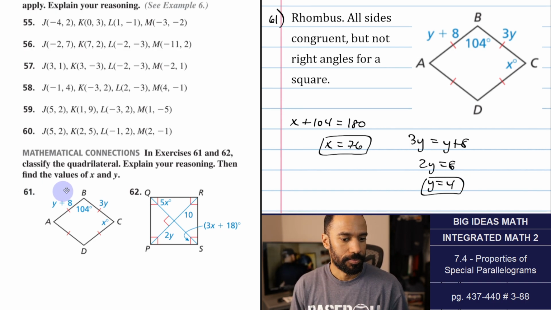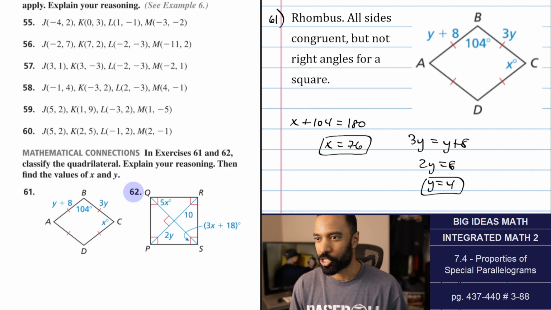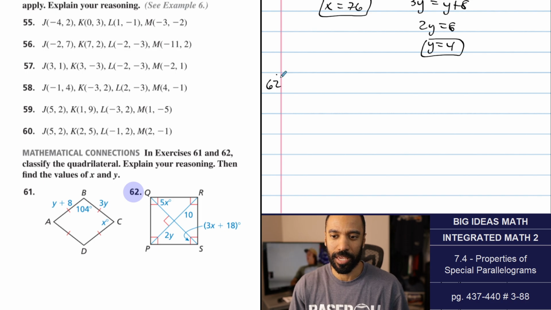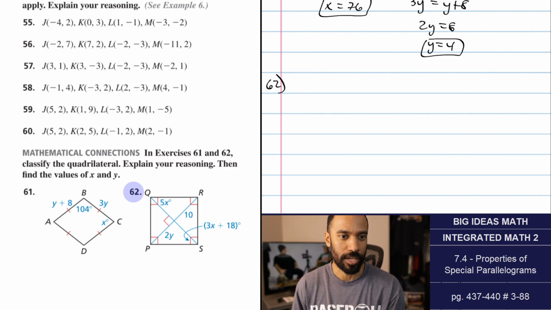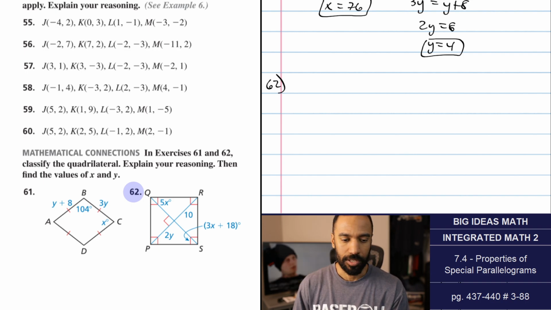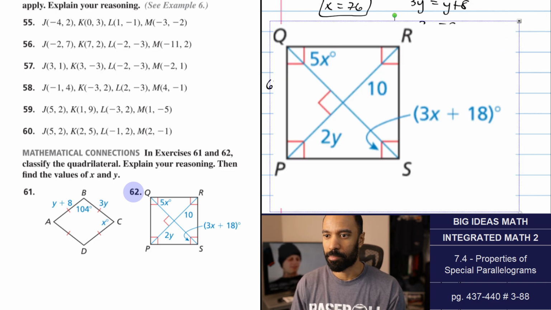Number 62. Looking very squarish. I'm going to imagine it's a square. How would I explain your reasoning? Well, not just look at that it looks like a square, it's the markings. All right, let's see. There's probably a little cutoff on my copy-paste job. Yeah, that's fine.